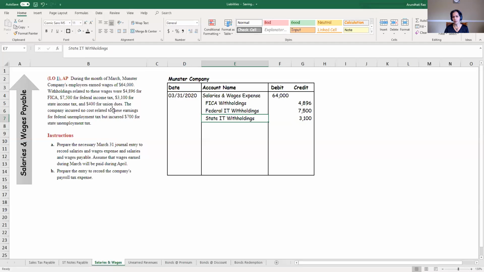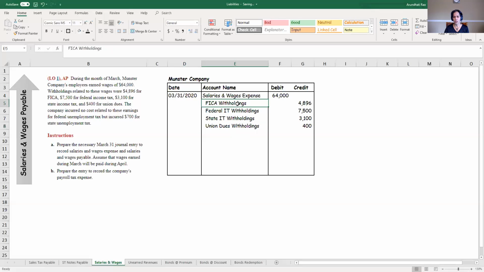And $400 in union dues. So they are members of a union, and the amount is being deducted from the paycheck. When it's deducted from the paycheck, the employer is not going to keep the money. They have to give it to the union. So they have to remit it to them. So when you see the word withholdings, it means the company is holding it for a very short period of time, and they're going to send the money over to various agencies.